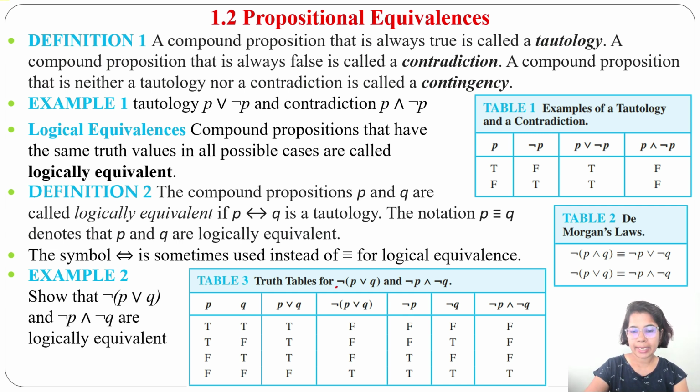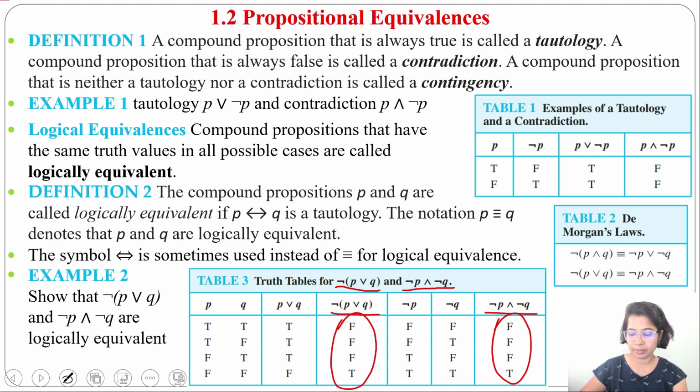For example, negation of (P or Q) will be equivalent to negation P and negation Q. You can check the truth values. It's three false and one true. Here also false, false, false, true. So we can say these two are equivalent.